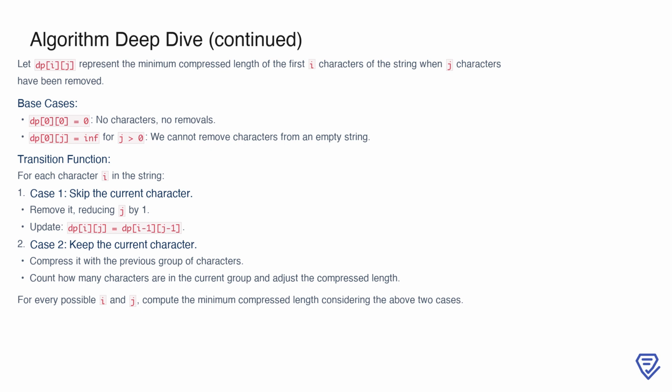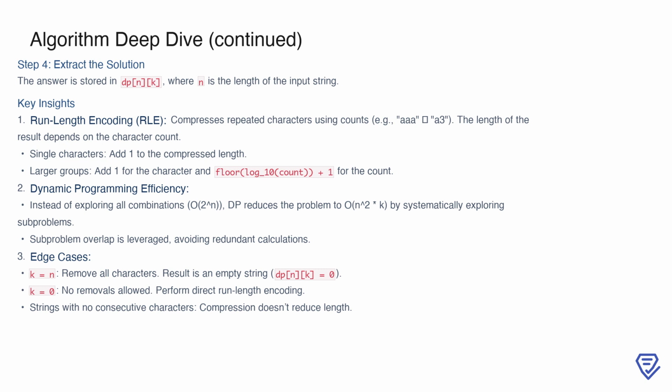Second, we can keep the current character, in which case we need to account for its contribution to the compressed length. This involves compressing it with the previous group of characters, adjusting the length based on the size of the group. By systematically evaluating these two cases for all positions and removals, we compute the minimum compressed length for every possible combination of i and j. Once we've filled the DP table, the solution to the problem is found in DP[n][k], which represents the minimum compressed length of the entire string after removing exactly k characters.